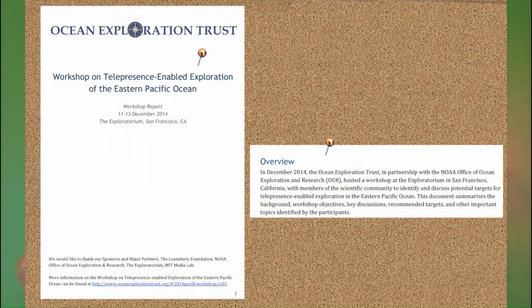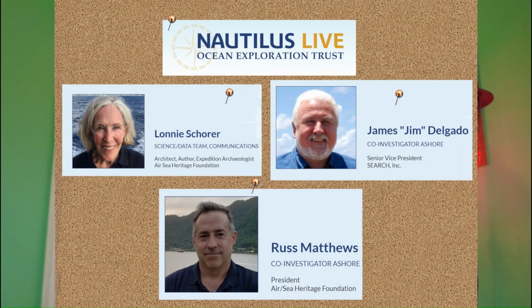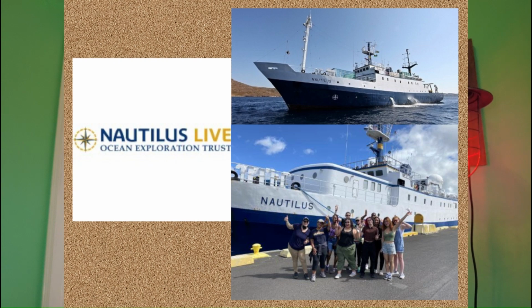In 2014, a paper was published by several notable figures outlining the identification for potential targets to be researched in the Pacific Ocean. The authors of this paper were aviation historian Lonnie Shore, maritime archaeologist Dr. James Delgado, and the president and co-founder of Air Sea Heritage Foundation. The paper was presented at a workshop held by NOAA and the Ocean Exploration Trust. The outcome of this paper was a newfound desire to locate the lost Samoan Clipper.